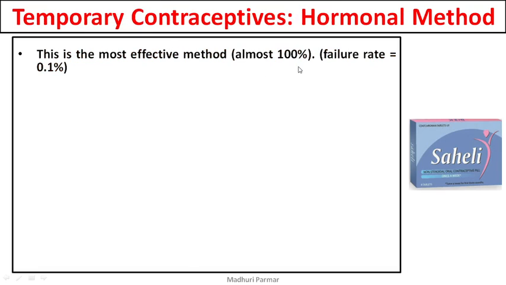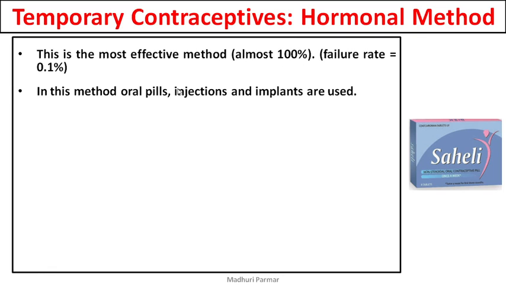Then you have the last method in temporary contraceptives, which is the hormonal method. Basically, this is the most effective method, almost 100%. The failure rate is 0.1%, which is less than 1, so you can call it almost 100% effective. In this method, oral pills are taken. Pills means small tablets, oral meaning you take them by mouth. So oral tablets are taken, or injections are also given.